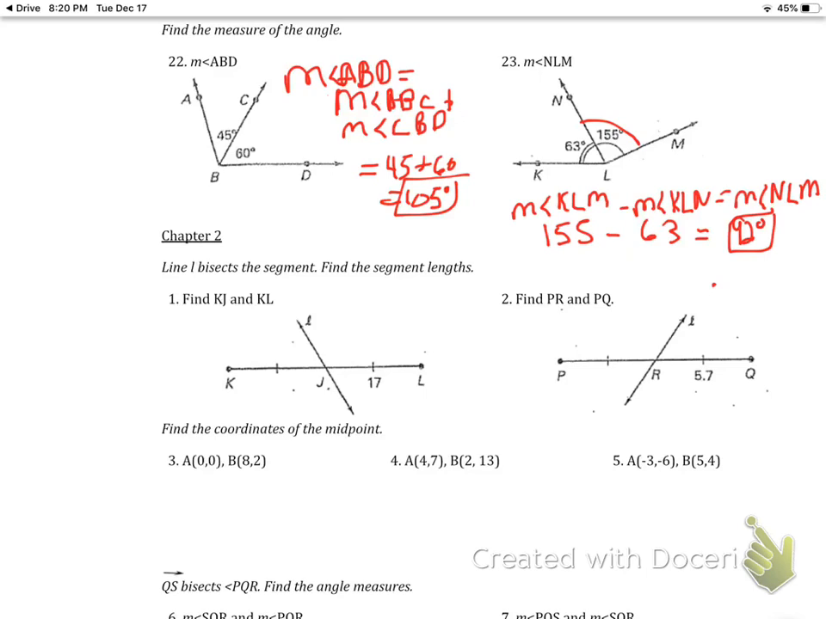Line L bisects the segment. Find the lengths of the segments. Well, if it's been bisected, what does it mean? You guys know I go, ka-cha. Bisect means cut in half. So we know that JL is 17. That means KJ also has to be 17. So I know that KJ equals 17. And that means that KL equals 17 plus 17, which should give you 34.